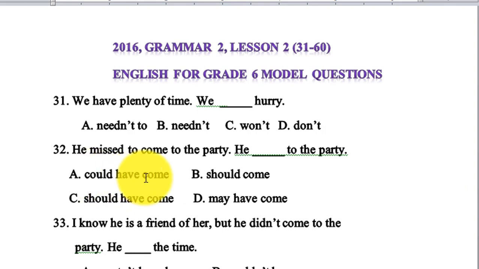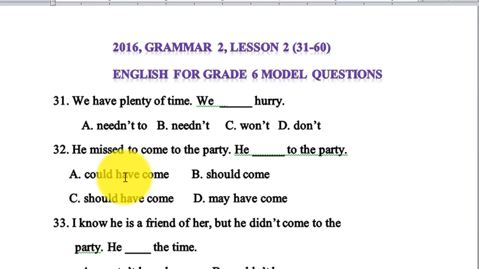It was possible, but due to some circumstances it passed without being done. Could have plus verb 3. It was possible to do something but didn't. I could have done something, but yeah, I didn't do it, but it was possible for me to do it, but I didn't do it. Could have plus verb 3.